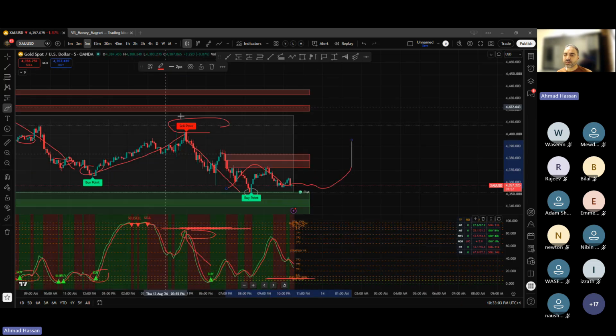You see at 5 minutes, still I'm waiting for the buy. It should go down towards this area, then I'll go for buy. And same is the case: you got a buy position here, but there is no buy here. Buy was here, which is wrong, right?